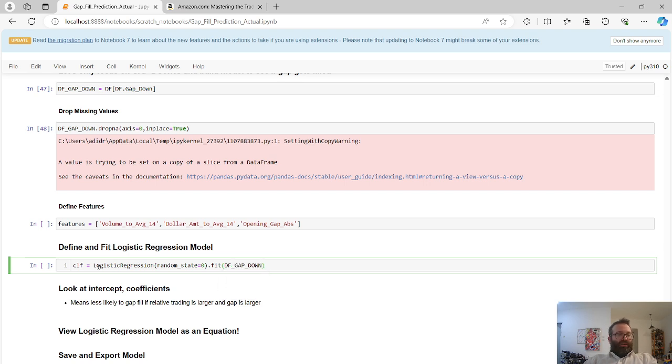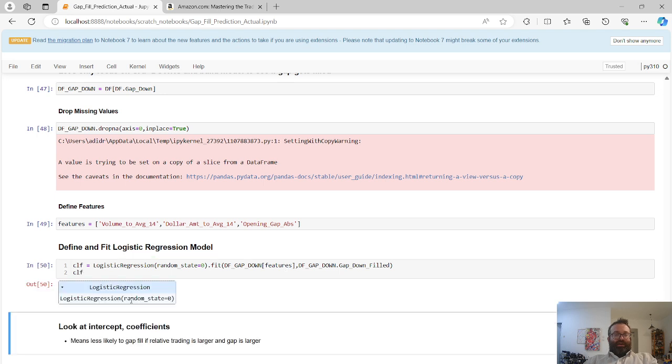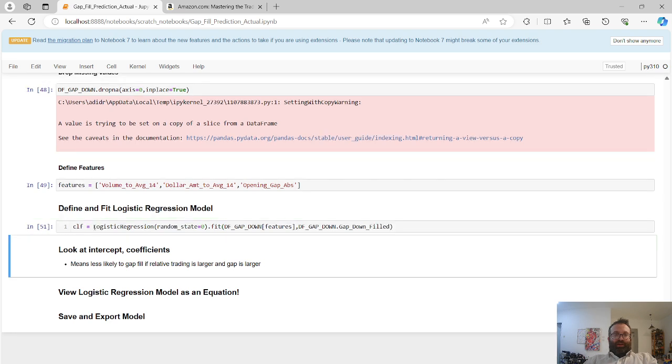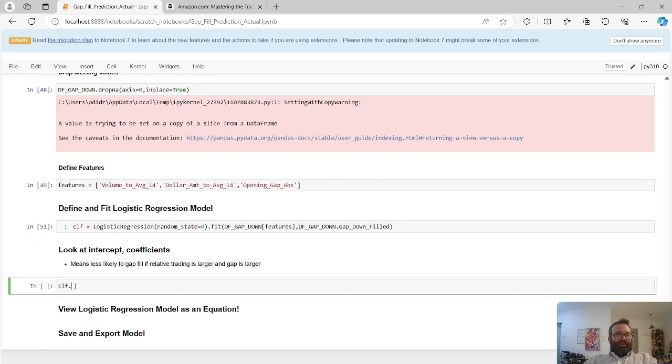Df gap down, features, that's our X part of it. Did I not write this? Features. And then df gap down, the label is gap down filled. Okay, so this is the classifier. You run it, and then you can fit it, do dot fit. Oh, I already did dot fit. Sorry. We can look at the intercept and coefficient. You can do clf.coefficient and then clf.intercept.